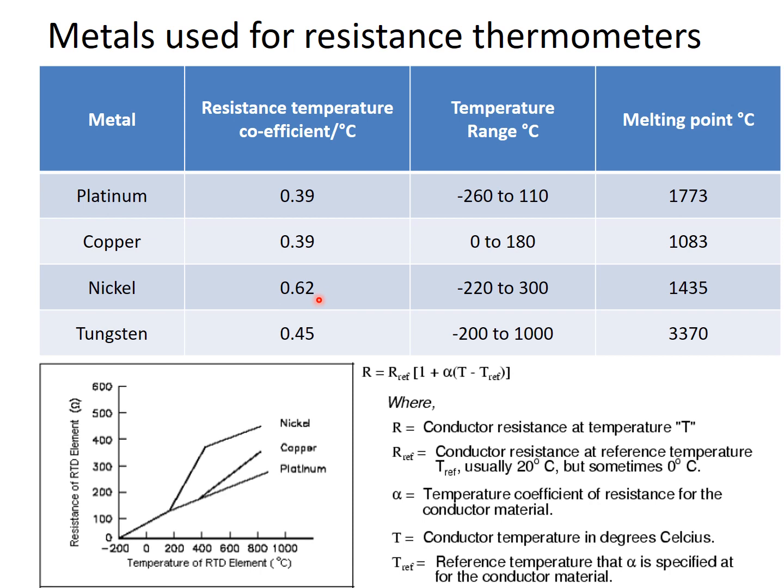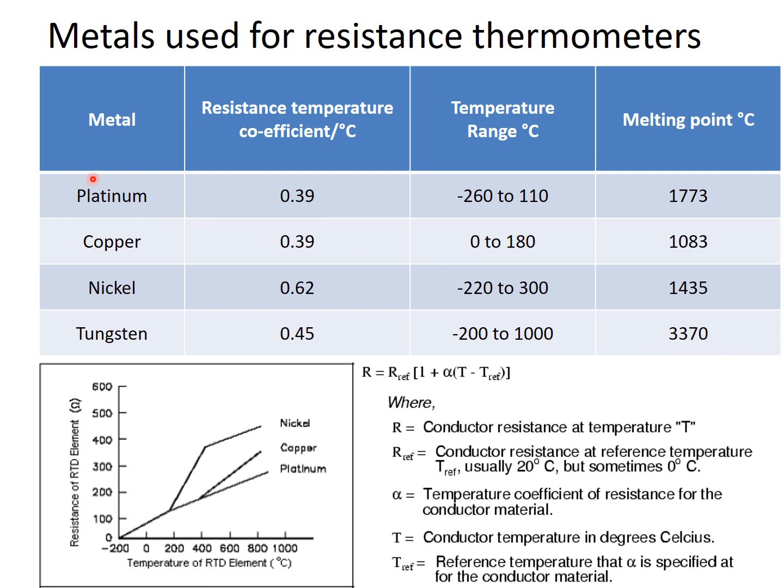Nickel has a resistance temperature coefficient of 0.62, a little bit higher, the temperature range is minus 220 to 300, and the melting point is 1435 degrees Celsius. The last one is tungsten, which is less preferable. Its resistance temperature coefficient is 0.45, the temperature range is minus 200 to 1000, and the melting point is 3370.